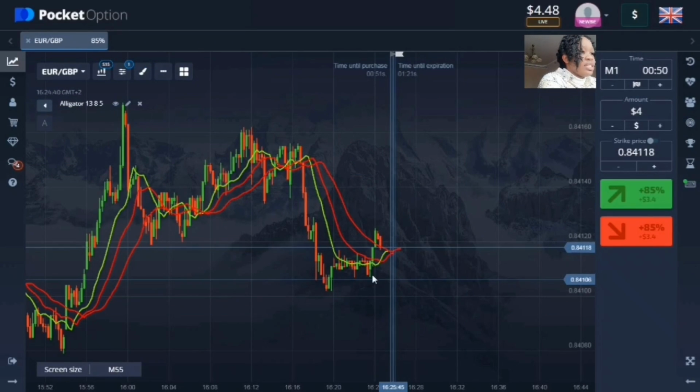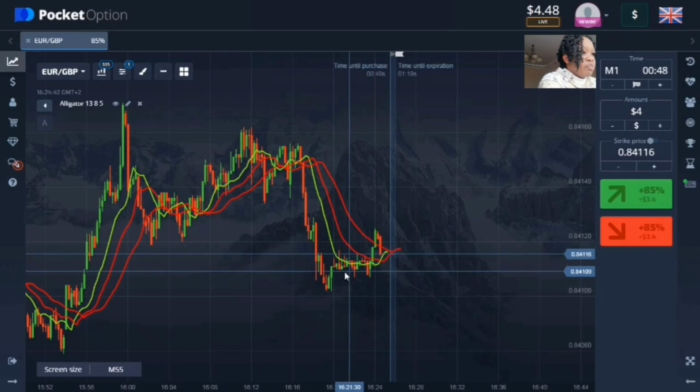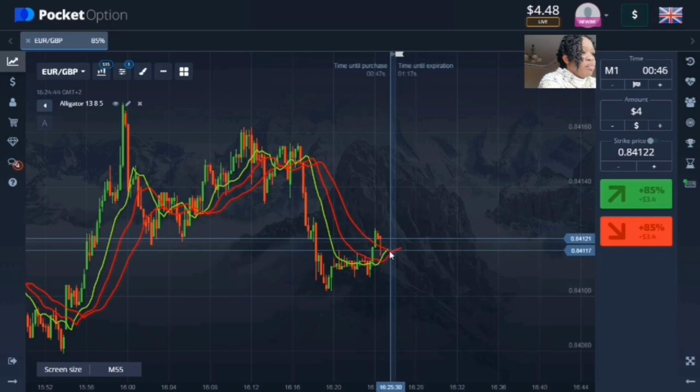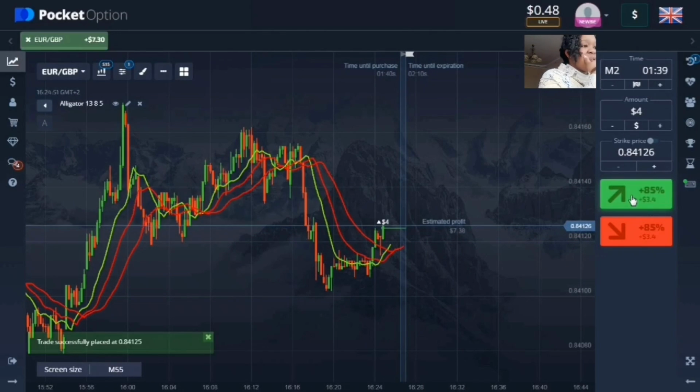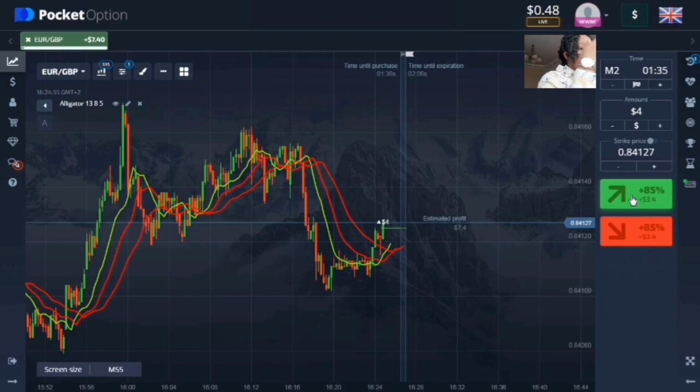So guys, as you can see, after the downward movement there was a small flat, and at the moment the price is starting to grow, and the indicator says the same. So we can open a trade for 2 minutes up, because I think the price will continue to move up and maybe reach the resistance level. So guys, we need to check it and see.